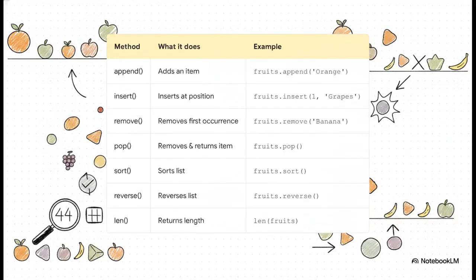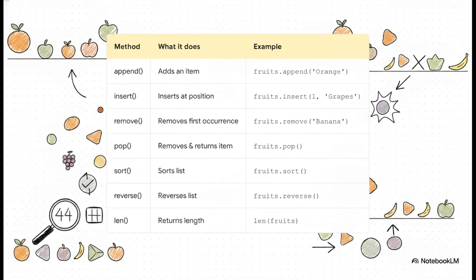Now, since lists are mutable, Python hands us this massive toolbox of methods to modify them, and a few of these really stand out. You're going to use append constantly. It simply adds a new item right to the very end of your list, like, say, adding orange to our fruits list. If you need an item in a specific spot, you use insert, giving it the index and the item. To take things away, you've got options. Remove takes out the first occurrence of a specific item, like banana, but pop is incredibly handy. It removes an item at a specific index, or if you just leave it blank, it pops the very last item off the end and returns it to you.